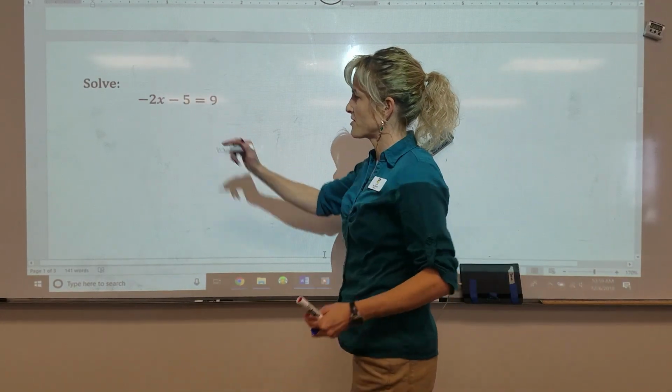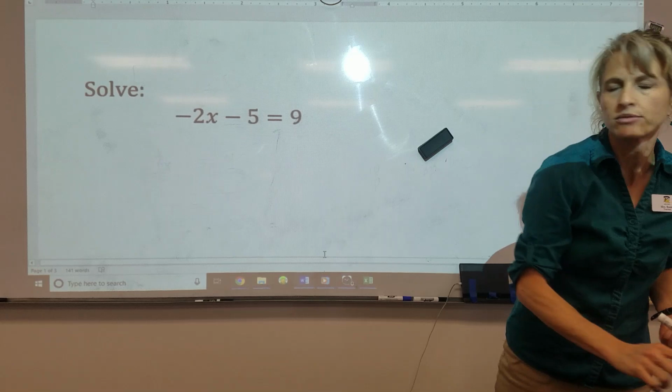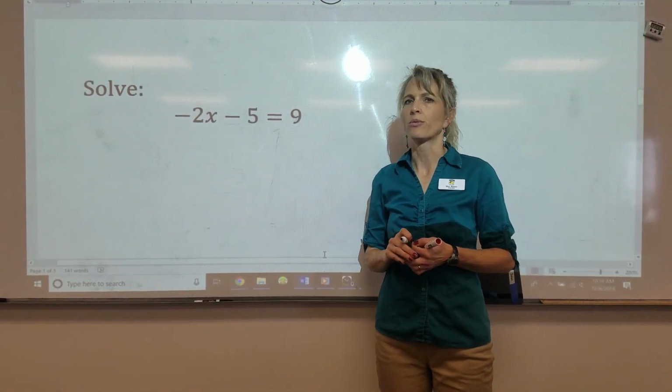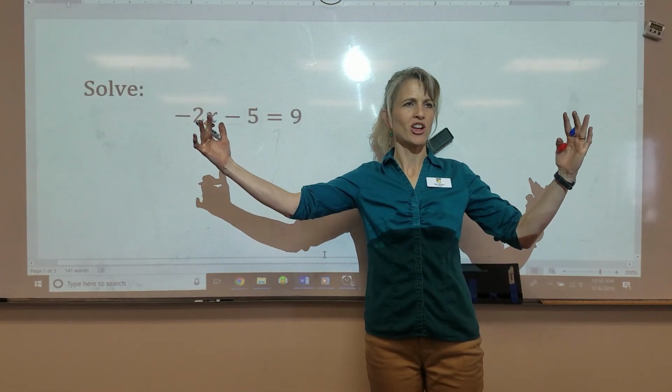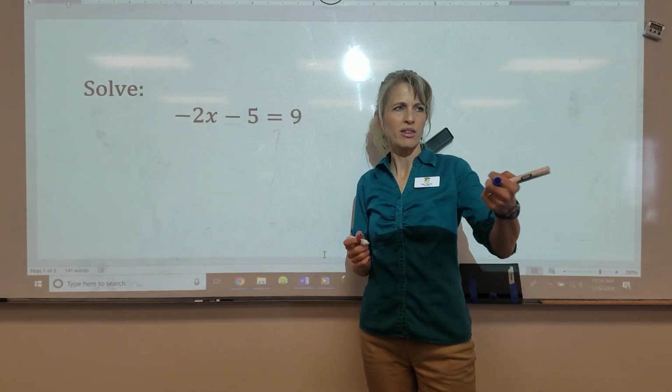All right, let's do a couple more like that. Negative 2x minus 5 equals 9. Okay, I need some help for this one. I want to start on my outermost onion layer. Where do I start? Bethany?